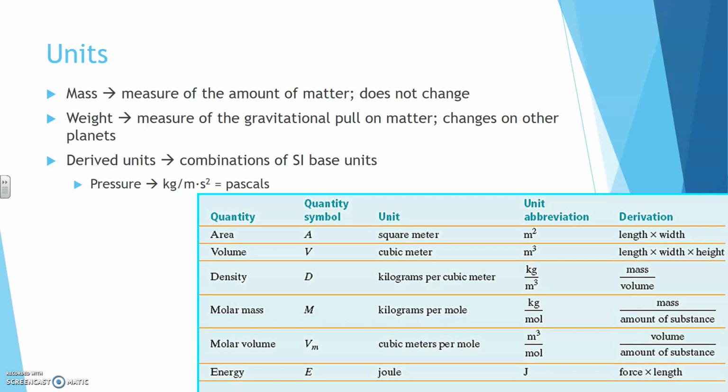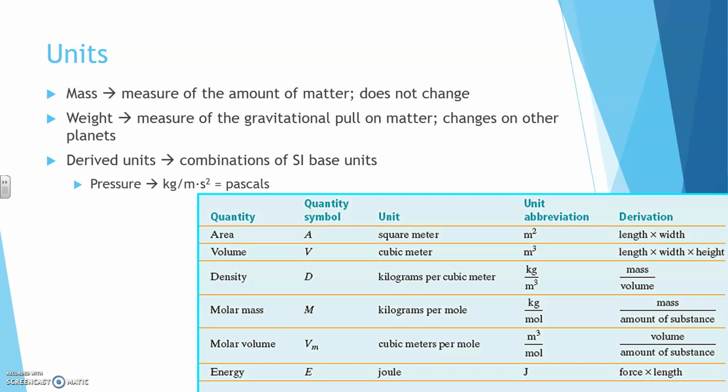Okay. So some of the ones that you're probably most familiar with would be area. So you've got square meters. So meter is your SI base unit, but then because you're multiplying two lengths, so a length times a width, you get meters squared. So that is a derived unit. And then when you've got volume, you go 3D instead of just 2D, so you add in a third distance or third length there. So it's length times width times height. So now you have cubic meters or meters cubed.